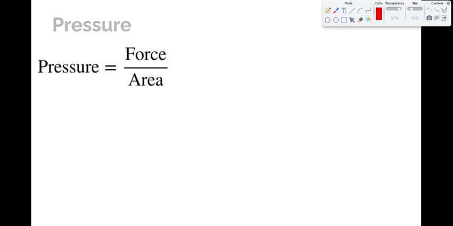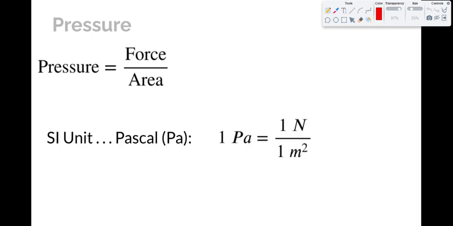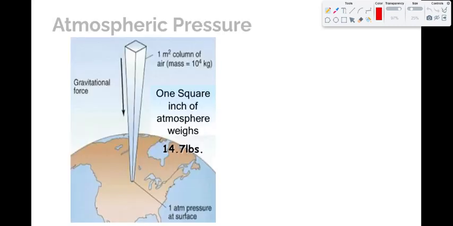The physics way of defining pressure is the ratio of the force applied to the area over which it's applied. The standard unit in the SI system is called the Pascal, and it is the standard measure of force, which is newtons, divided by the standard measure of area, which is square meters. A newton isn't a huge amount of force, and a square meter is a fairly large amount of area. So a Pascal turns out to be a fairly small number, but it is the SI standard.